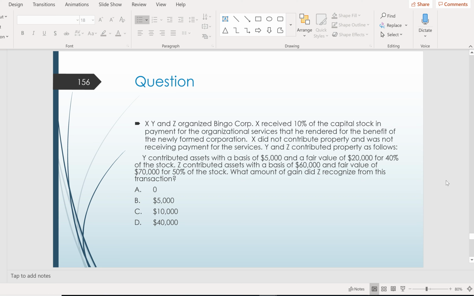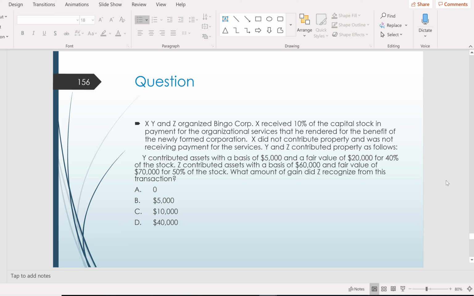So X, Y, and Z organized Bingo Corp, and they want to know in this question, what amount of gain did Z recognize from this transaction? So they're going to tell us about X, Y, and Z organizing Bingo Corp. X receives 10% of the capital stock in Bingo Corp for the organizational services that he rendered for the benefit of the newly formed corporation. So performing services and getting stock, but he only gets 10% of the stock, so we don't have to worry about the 80% rule. None of these built-in gains are going to be taxable.